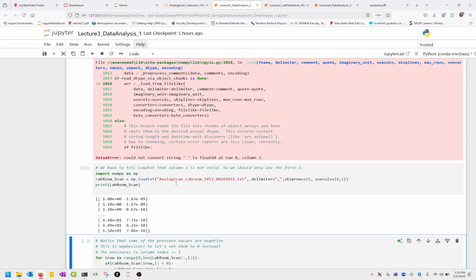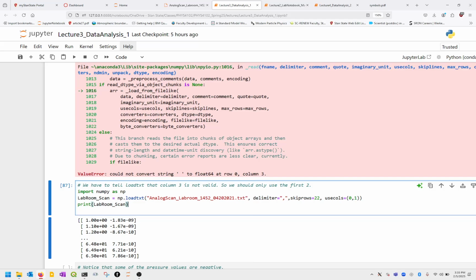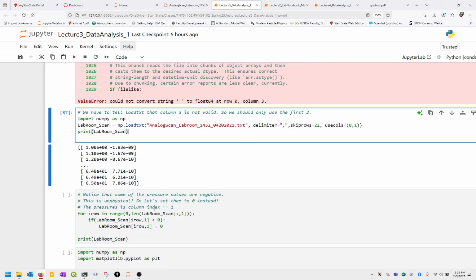It loaded the text and put it in a container for you called lab_room_scan. Okay, there's an underscore there. Unfortunately, the display is not that great. Okay, I'm going to have it print. It's actually not just 6 rows, it's about 1,000 rows. And it gives you the 2 columns, right?